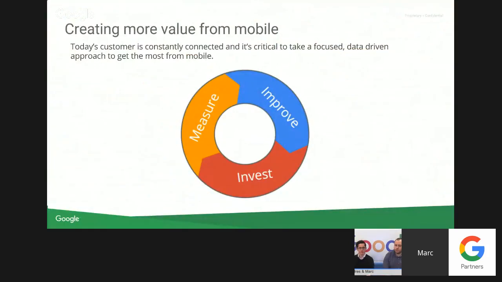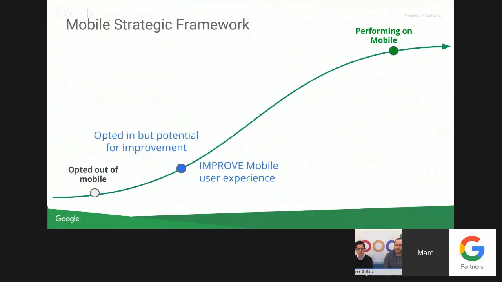In Google, we work to a three-step framework to maximize the full value of mobile. Improve is the first step, the second step is measure, and the third step is invest. We believe that clients need to take these three steps before they're performing at an optimum level on mobile. Improve, as I said, is the first step, and this is making sure that you're providing a good mobile user experience for your clients and customers, mainly through your site.